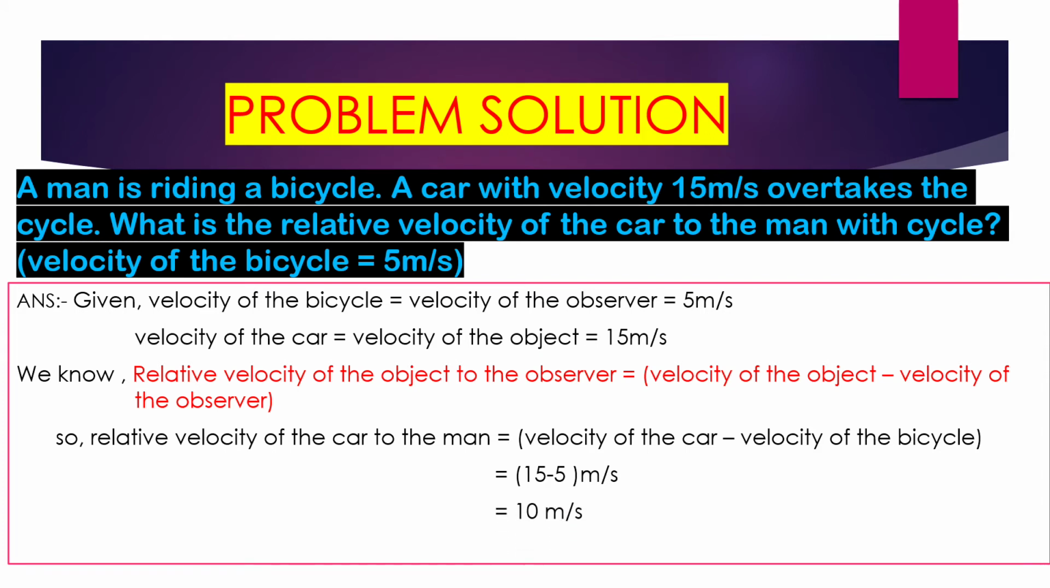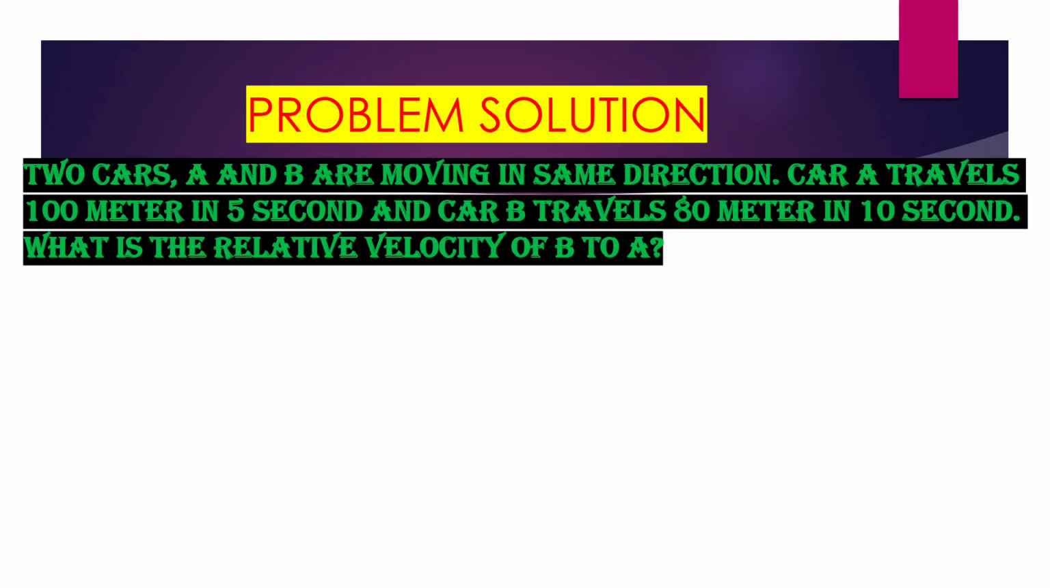So let's move to the third problem. Two cars A and B are moving in same direction. Car A travels 100 meters in 5 seconds and car B travels 80 meters in 10 seconds. What is the relative velocity of B to A?